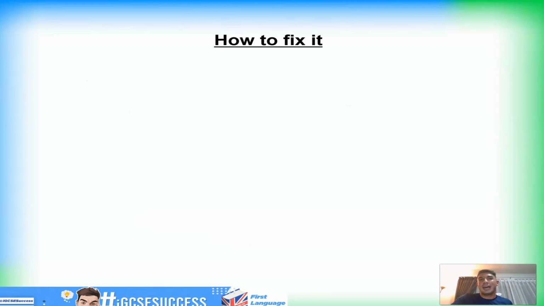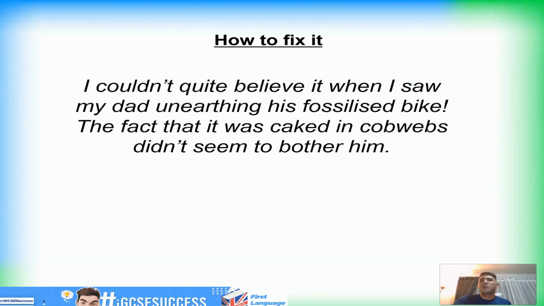Now let's take a look at how to fix it. I couldn't quite believe it when I saw my dad unearthing his fossilized bike. The fact that it was caked in cobwebs didn't seem to bother him. So I've included some development there. Obviously, we find out that the bike is dusty, so by all means you could include that it was caked in cobwebs, but fossilized is more than enough to show that you have extracted an explicit idea from the text.